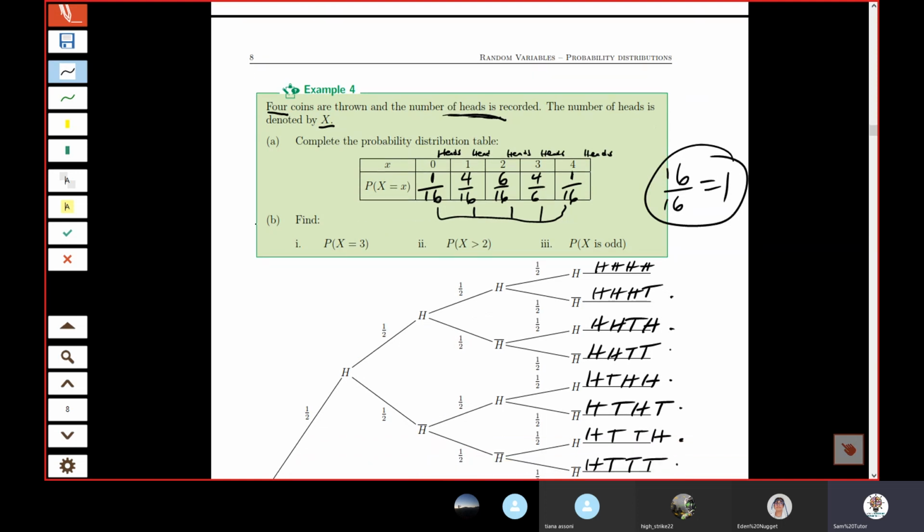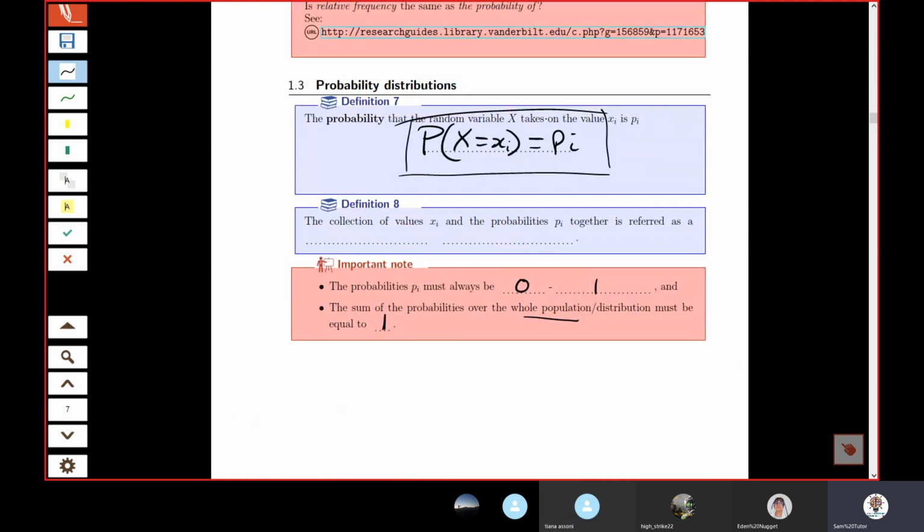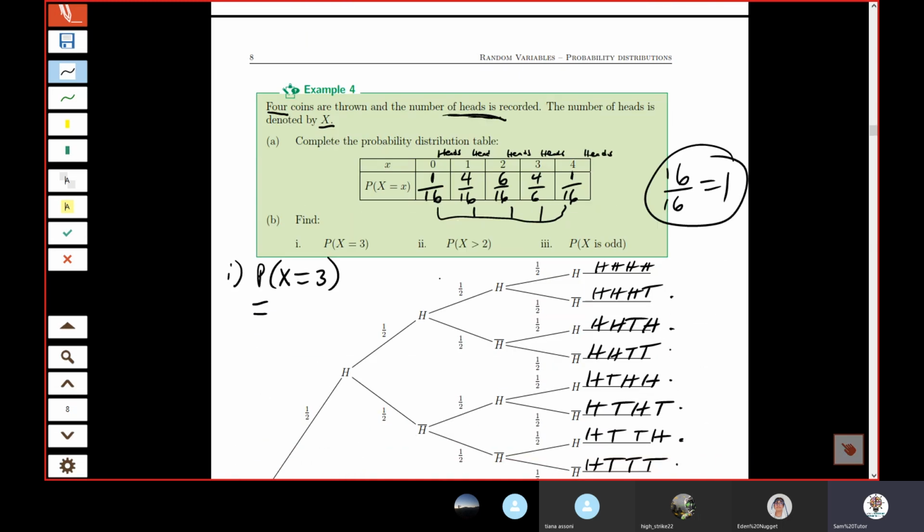And then b, i. The way we read this is: probability that X is equal to 3. Anyone think they know the answer for that? Is it xi equals 3? Yeah, technically. This is very theoretical, so don't let this confuse you. But yes, xi is 3. It's just what I have to write because it's theory, but you don't really need it.